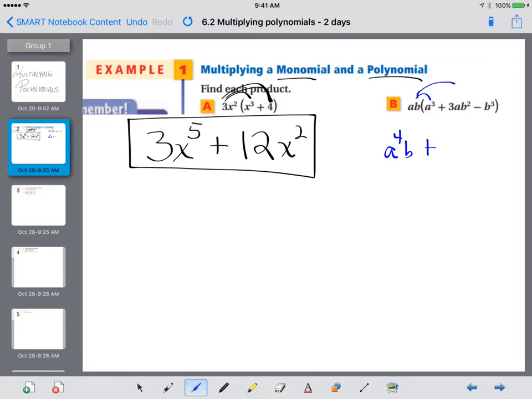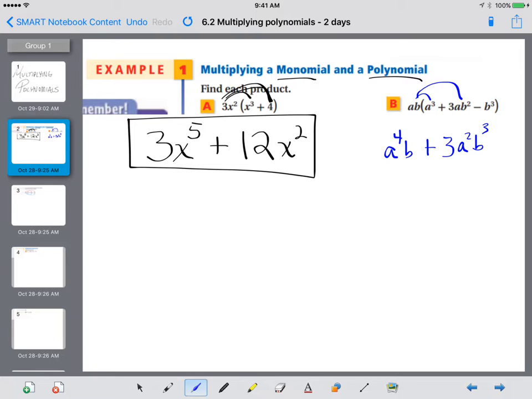So now we have to do ab times 3ab to the second. Now if there were a number out front here, I would multiply it with the 3, but our number is 1, so 1 times 3 is 3. A times a becomes a to the second. B times b to the second becomes b to the third.